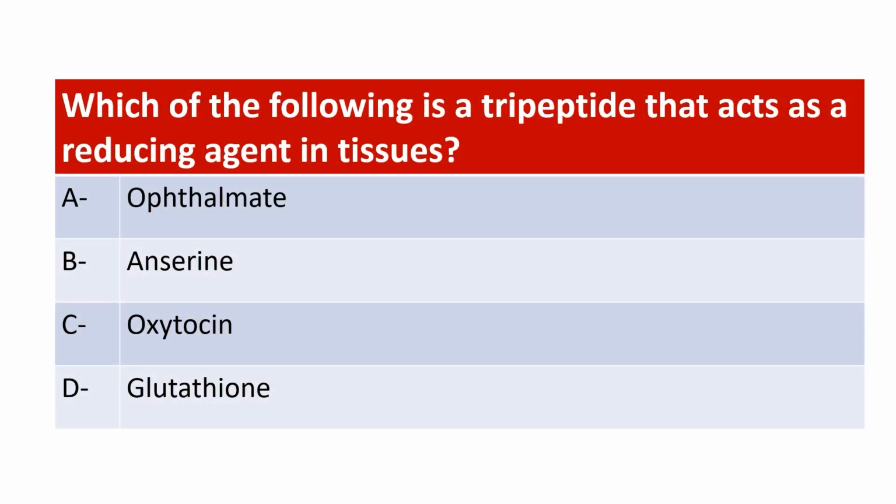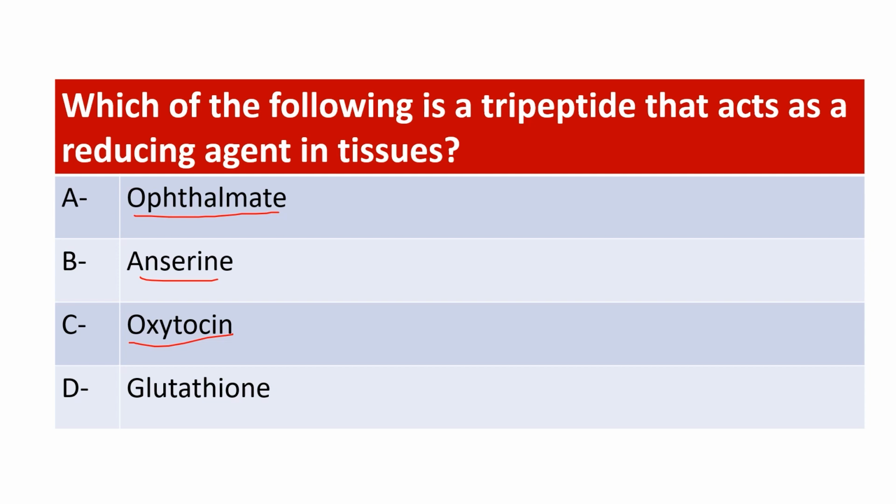Which of the following is a tripeptide that acts as a reducing agent in tissues? We have ophthalmate, anserine, oxytocin, and glutathione. Ophthalmate is a tripeptide found in the lens of the eye. Anserine is a dipeptide found in the skeletal muscle and brain of mammals and birds. Oxytocin is a nonapeptide, a hormone synthesized by the hypothalamus and stored in the posterior pituitary gland.